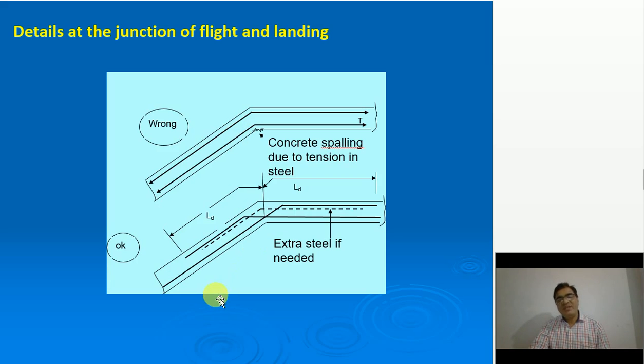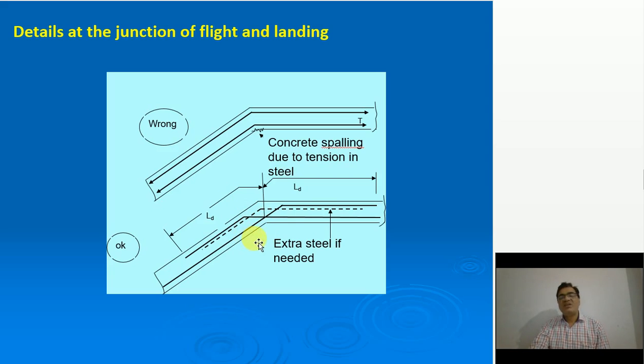Simply, the bar which is at the bottom continues at the top. The bottom bar of the landing is continued at the top. This is called a scissor connection. This scissor connection ensures proper cover also, and avoids spalling of concrete.